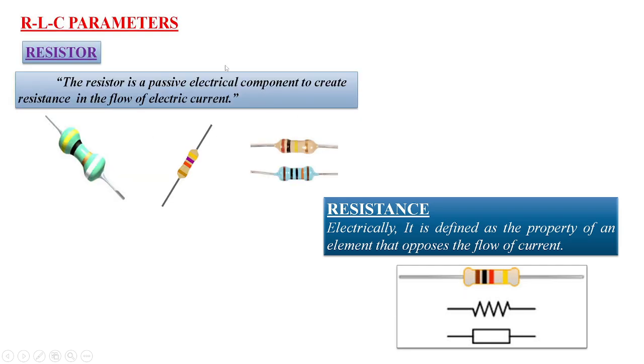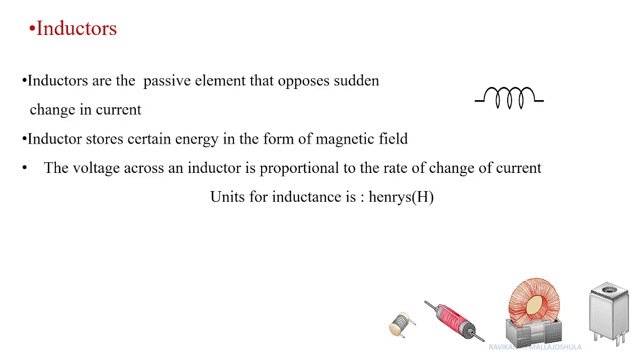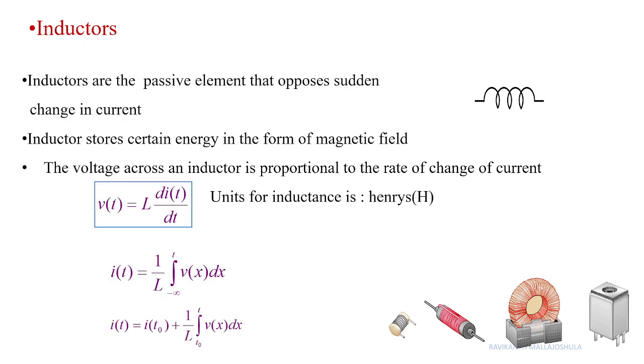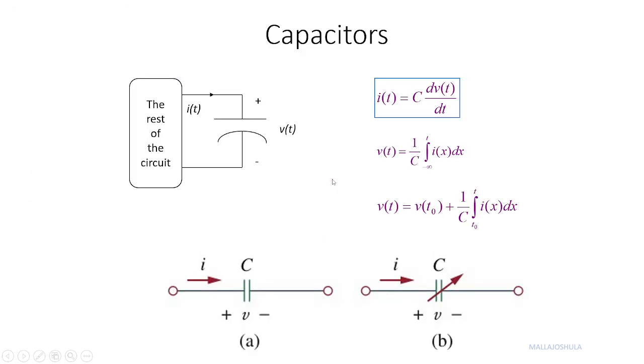So we'll start with the basic RLC parameters, which is nothing but the resistor. As you know, it's a passive electrical component that opposes the flow of current. Then you have the inductor, which stores energy in the form of a magnetic field. Then you have the properties of the inductor and the formula across the inductor, which is given by these relations. Then you can come across the capacitor properties and the capacitor formulas.